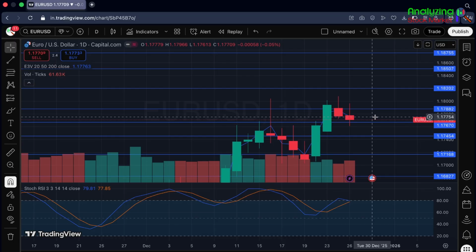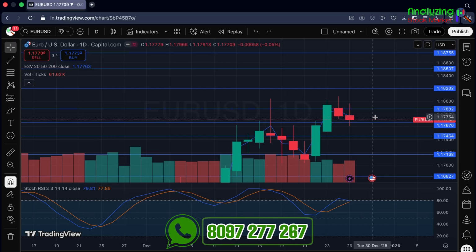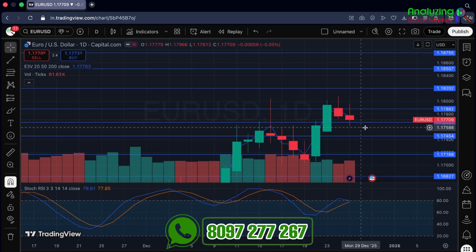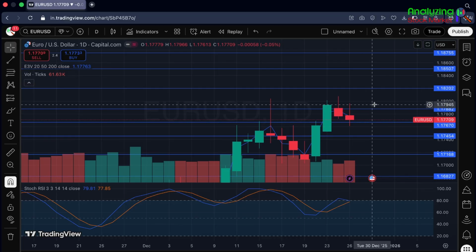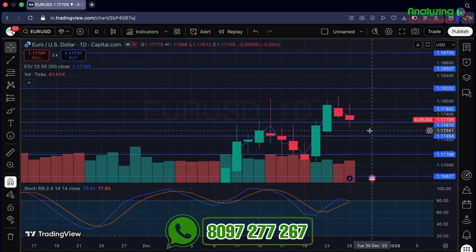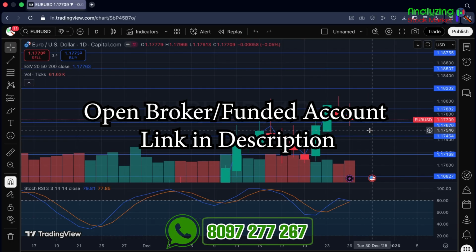So according to the previous week closing, I'm expecting a negative momentum in this range, that is 1.17454 to 1.17670. I'm expecting a negative closing. Overall trend is positive, so if you're looking for any long trade, then you can go for a long trade. Once 1.17882 gets breached on a 4-hour candle or a one-day candle closes above this, then we can go for a long till 1.18202. Overall, my expectation is a bit negative in this range. What are your expectations? Do let me know in the comment section.